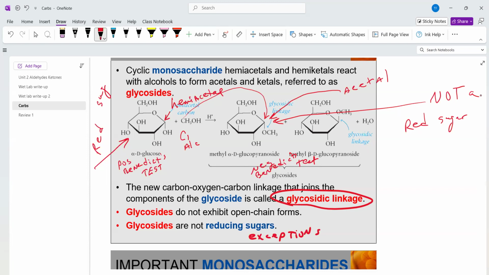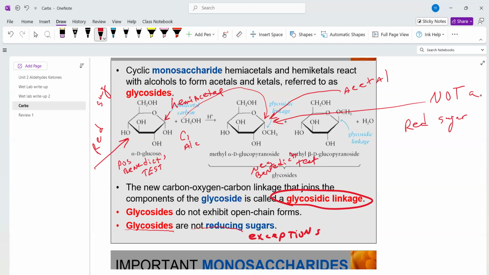Now, whenever we form an acetal, whenever a monosaccharide reacts, we form a glycosidic linkage. And the resulting molecule you create is called a glycoside.